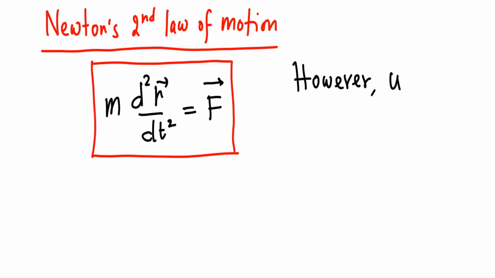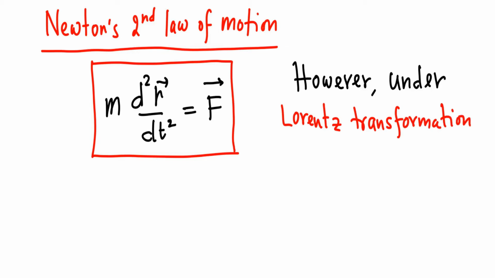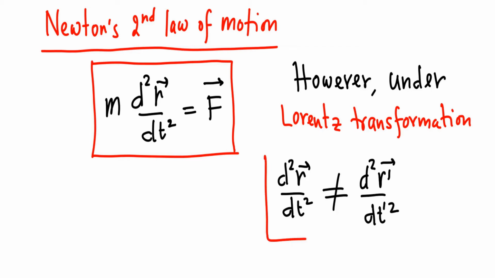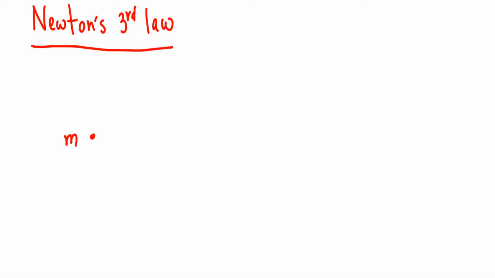Now a question arises whether Newton's laws of motion and Newton's law of gravitation have the same form also under Lorentz transformation. As you see here, unlike the case of Galilean transformation, the expressions for acceleration in these two frames are not equal under Lorentz transformation. Let us see what happens to the third law. In special relativity, no signal can move faster than the speed of light.